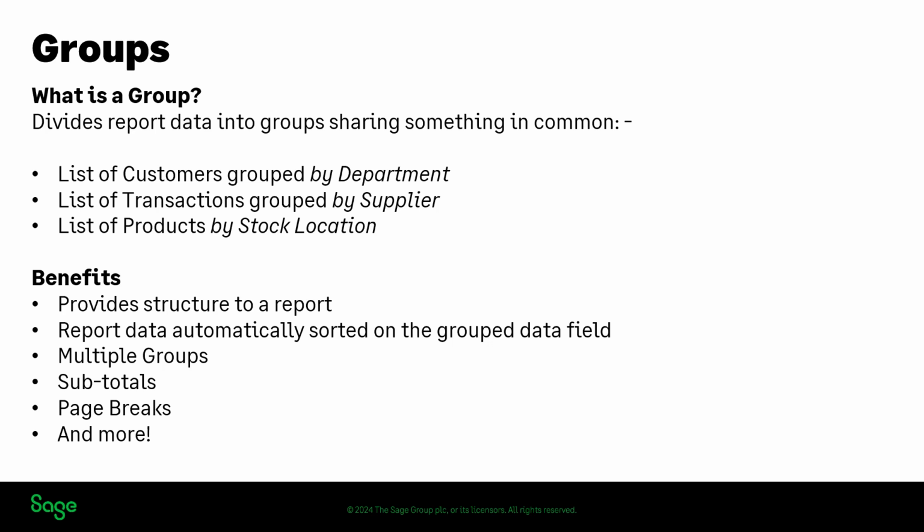For example, you might want a list of customers grouped by department that they're assigned to in the record. You might want a list of transactions grouped by a supplier account reference or supplier name, or maybe a list of products grouped by where they're currently located. There's loads of examples that you could probably think of. And what are the benefits? Well, groups will give your report that little bit of structure, often making them easier to interpret. And your report data is going to automatically be sorted by the group added to the report.